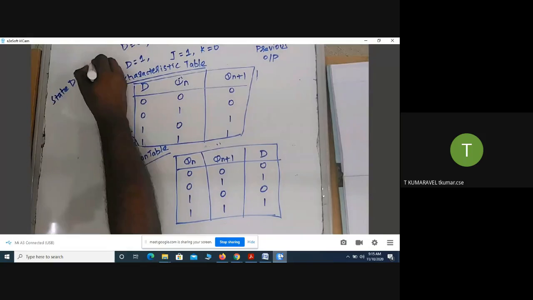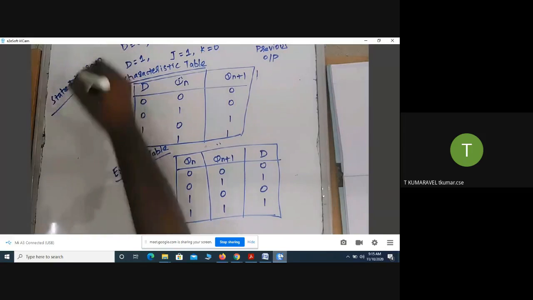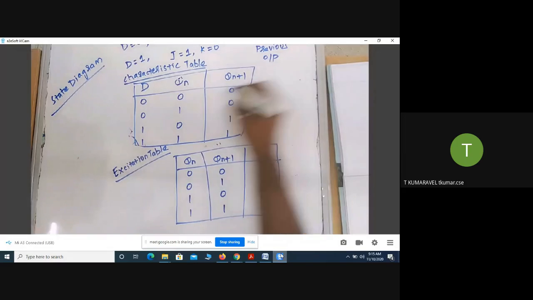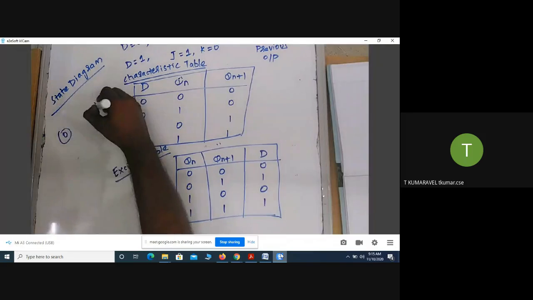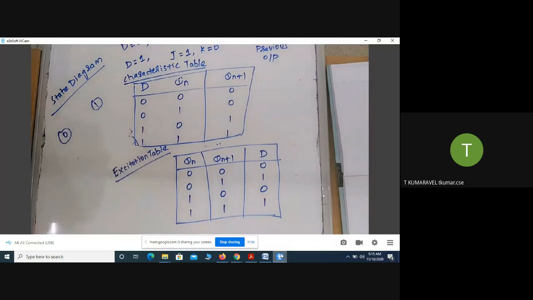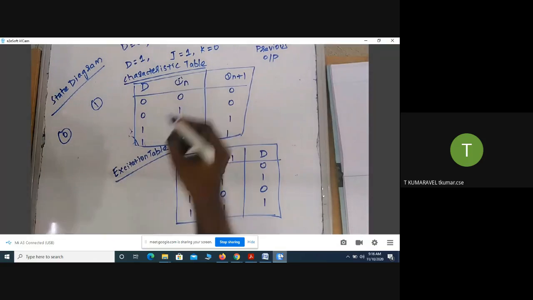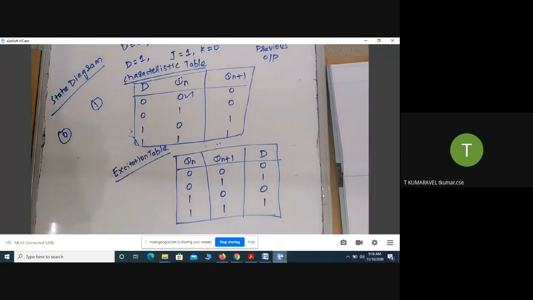If we consider any flip flop, it generates two outputs, one called 0 and another called 1. Either 0 or 1. For example, how are we going to draw the state diagram? Qn is nothing but the previous state. I am there in the 0 state.